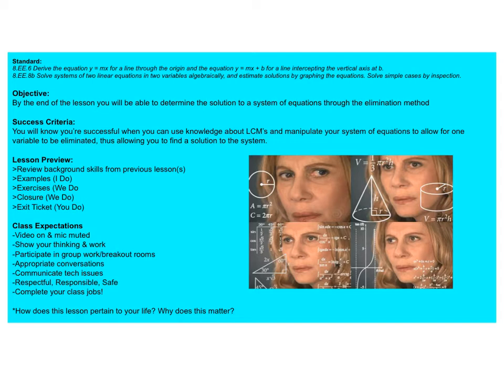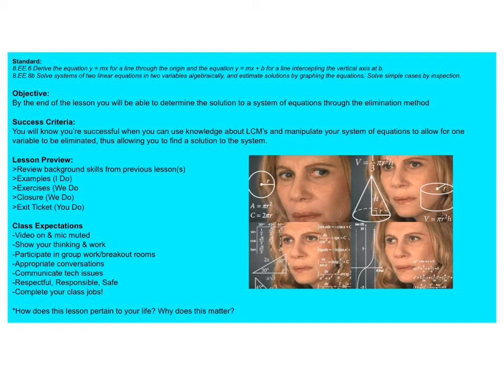So by the end of today's lesson you're going to be able to determine the solution to a system of equations through a method called elimination. So you'll know you're successful today when you can use knowledge about least common multiples and change up your system of equations so that you can eliminate one of the variables and find a solution, okay?